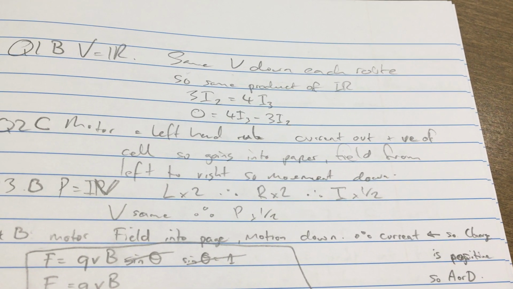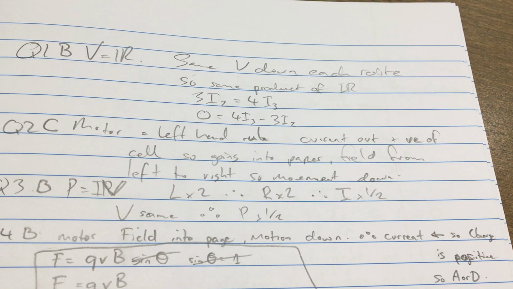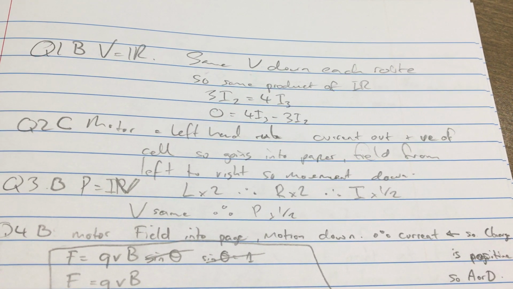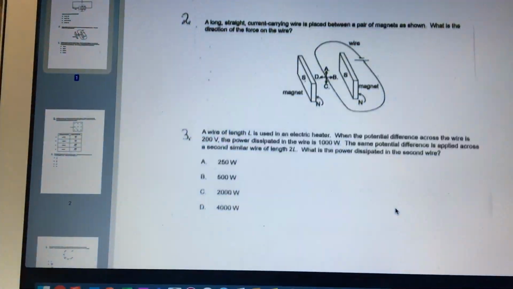Motor equals left-hand rule, current out of the positive end of the cell, so going into the paper, field from left to right, so movement down. Then we look at question 3.